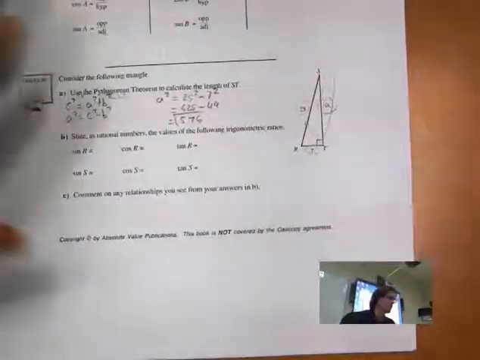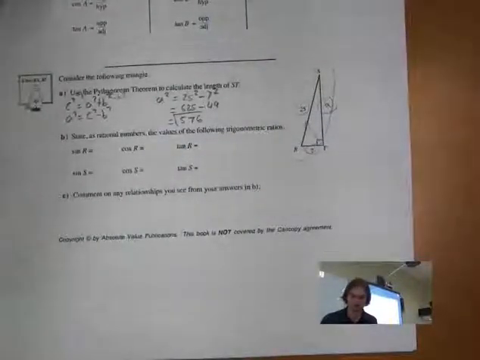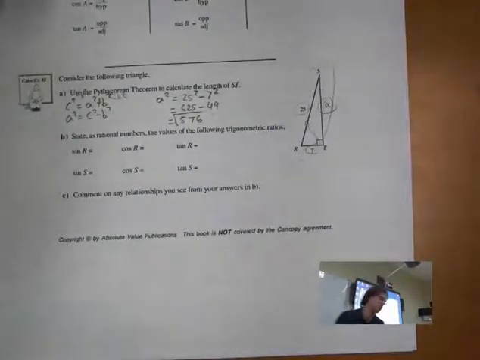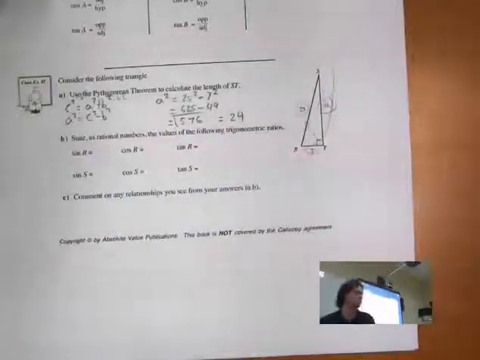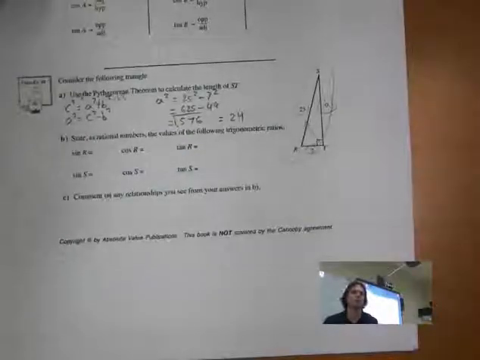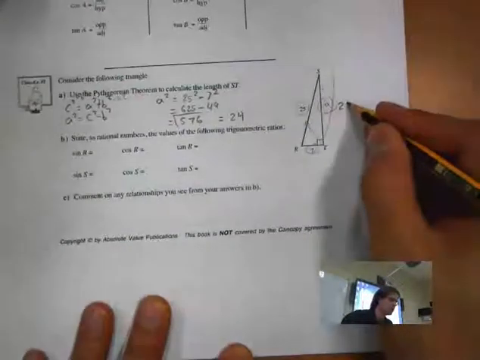I want the square root of 576. So I'm going to use a calculator to figure that out. That gives me 24. So 24 is our answer for this one. So we know this length here is equal to 24.